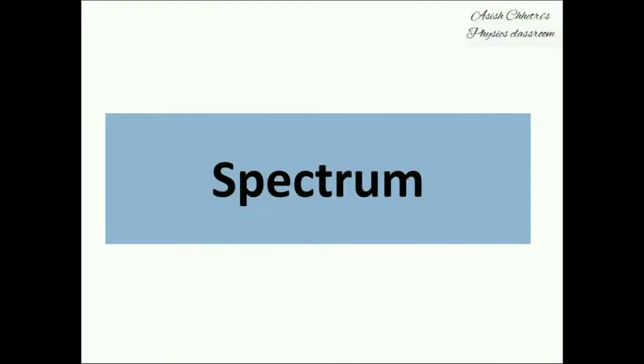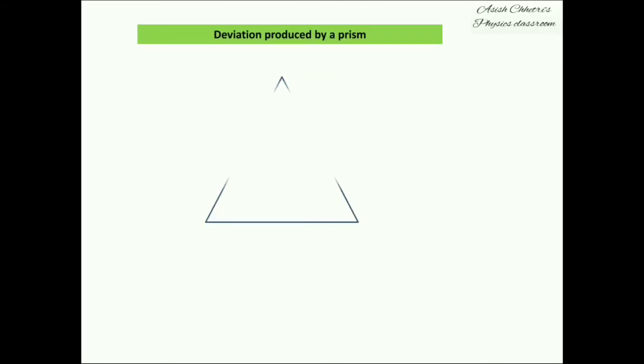Hello everyone, today our chapter is spectrum, and in this chapter we will see what happens to the ray of light when it passes through the prism. To start with, let us draw a prism and let the ray of light be incident on a prism. Since we have done this topic already in our previous chapter, we will go through it really quick.